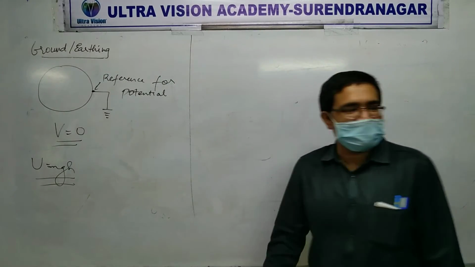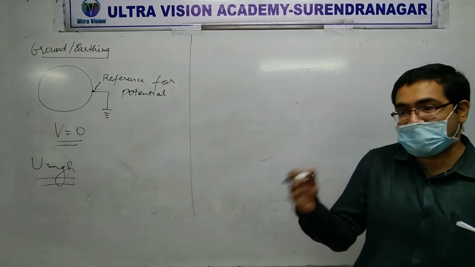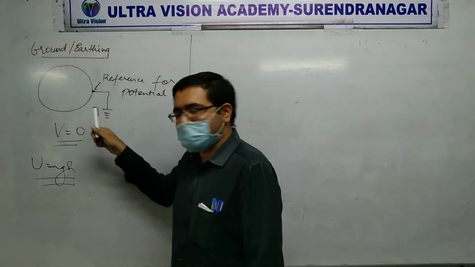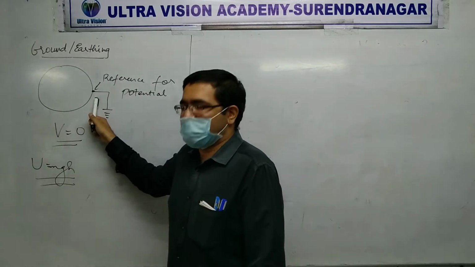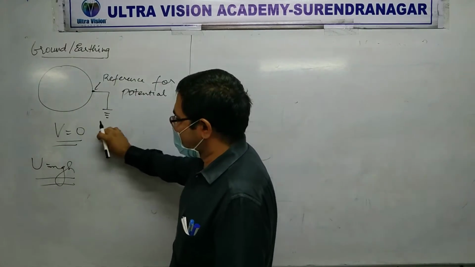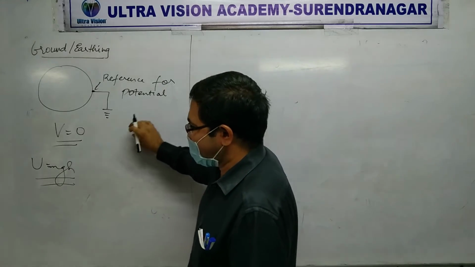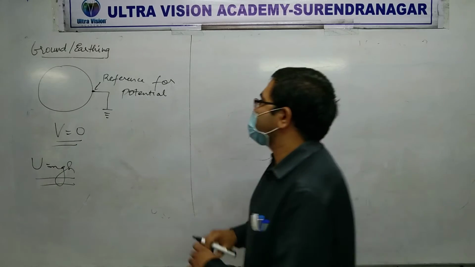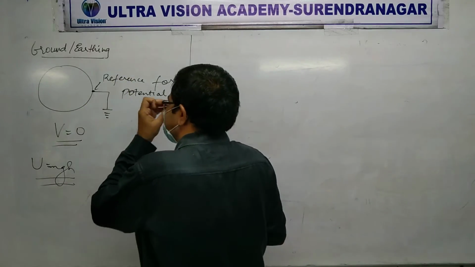We'll have to use this in some questions. Often you'll see diagrams, and in the diagram, the earth symbol will be drawn. Then you understand that this point has 0 potential. Sometimes it will be given in word form, that this shell is earth. So be careful about it.